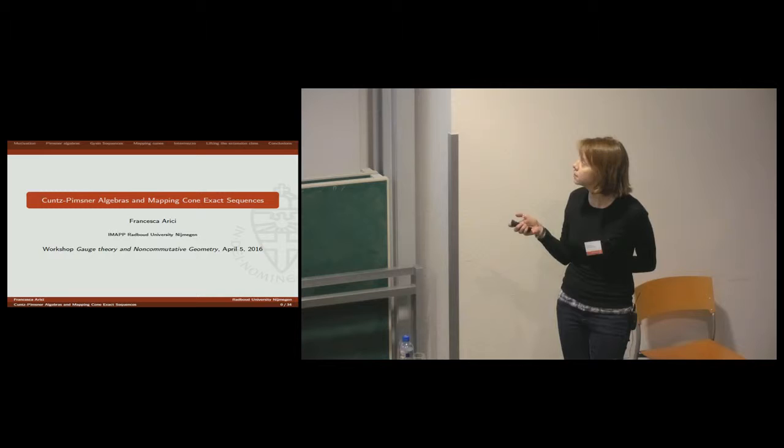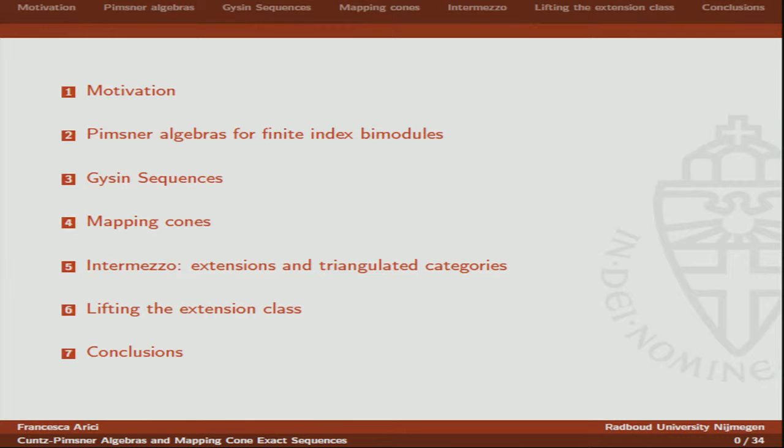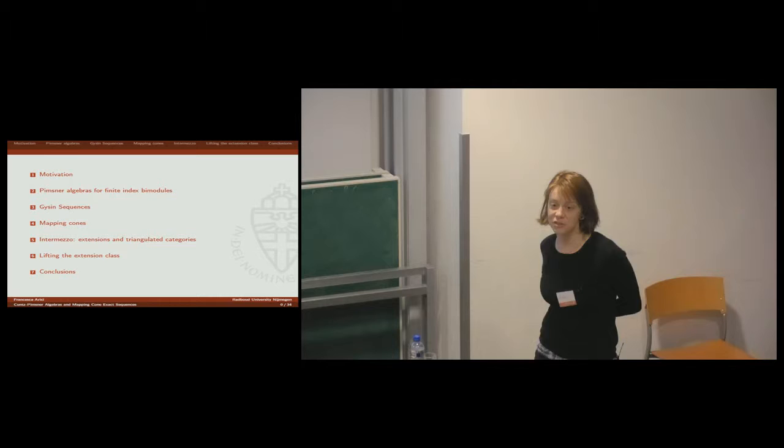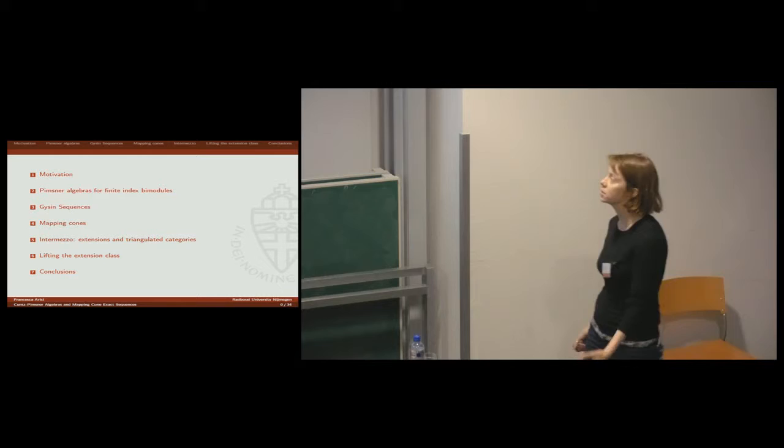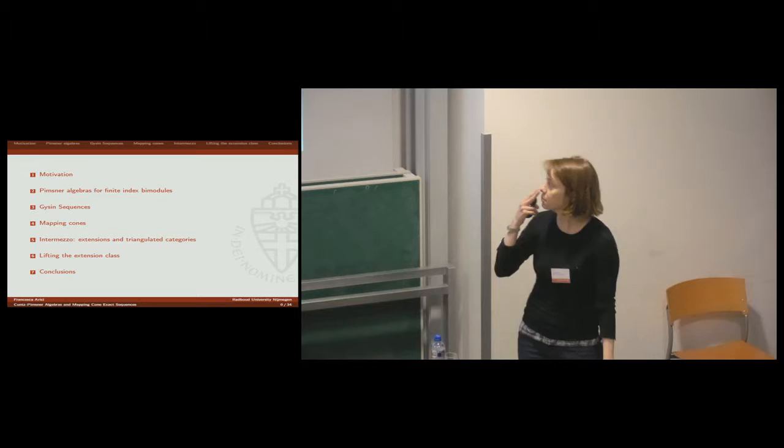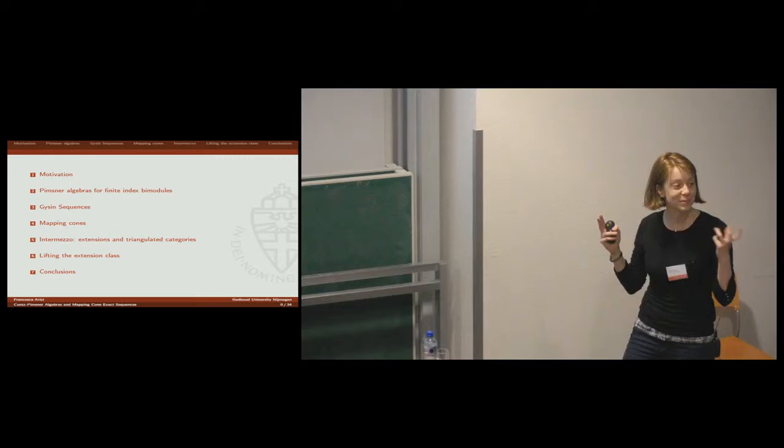So this is the plan of my talk. You will see this slide very often because I put it a bit before any section. So I will start by motivation, but I think Gianni did already a very good job with that. And then I will describe a more general case of Pimsner algebras than the one presented by Gianni, which is the case of Pimsner algebra for finitely generated projective modules, which somehow generalizes the notion of vector bundles instead of line bundles. Then I will describe the Gysin sequences. So, well, I will call them Gysin sequences. It has to be established if they're actually Gysin sequences.